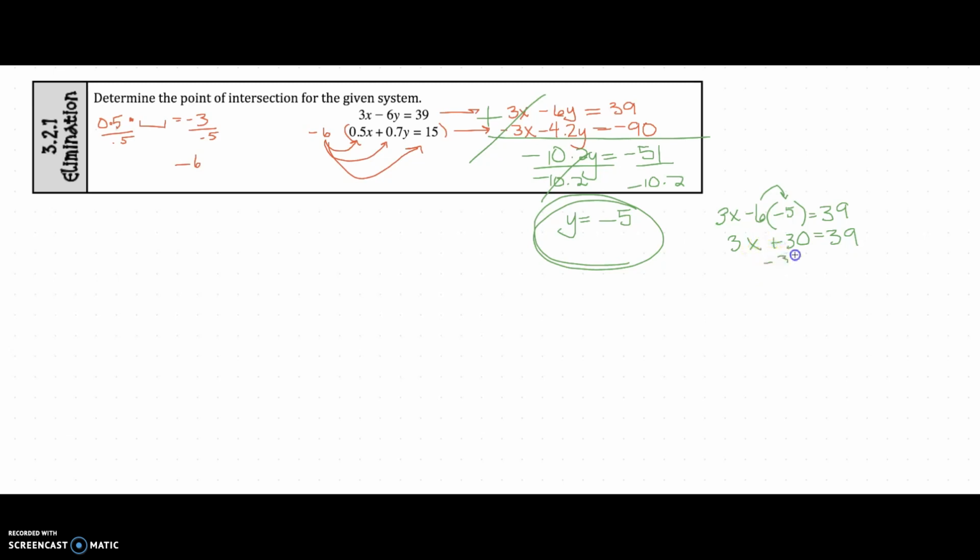Subtract 30 from both sides to get 3x equals 9. And divide by 3 to get x equals 3. So our solution, our point of intersection, is (3, -5).